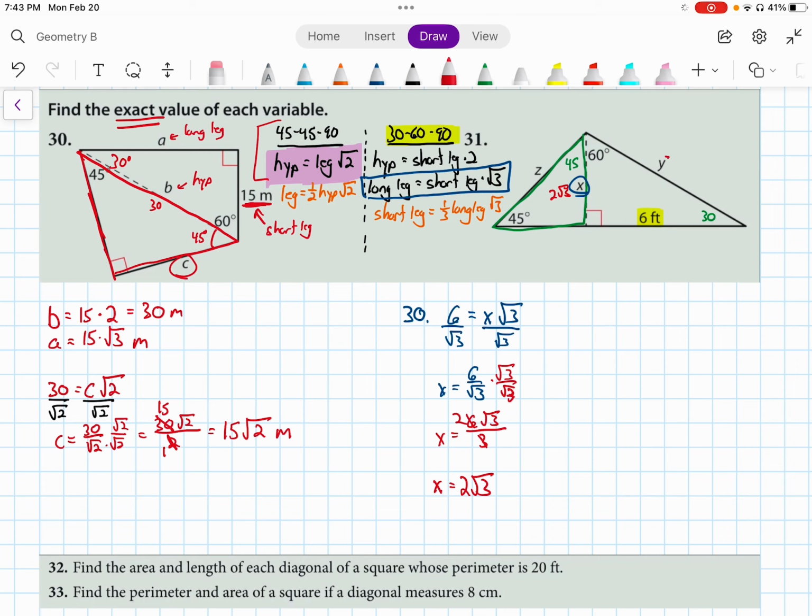However, let's go ahead and finish and find y. Well, y is the hypotenuse in the 30, 60, 90. So now we're going to use this formula. The hypotenuse is simply equal to the shorter leg, which is 2 root 3, that's what we just found, times root 3. And root 3 times root 3 is 3. 2 times 3, so y is 6. That's not right.